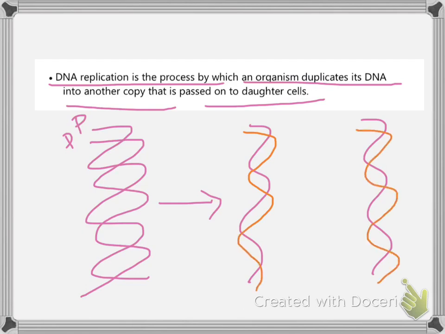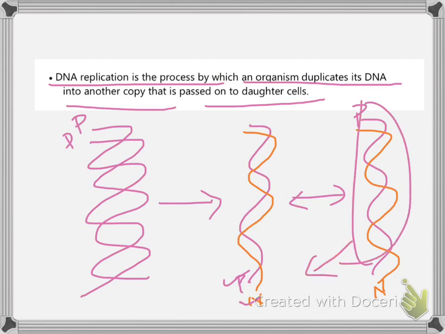So we get structures like this. Here this is the new strand, and here this is the new strand, and this one is the parent strand. So both DNA molecules contain one parent strand and one new strand, and this process is known as replication. That is, an organism duplicates its DNA into another copy and that is passed to the daughter cells.